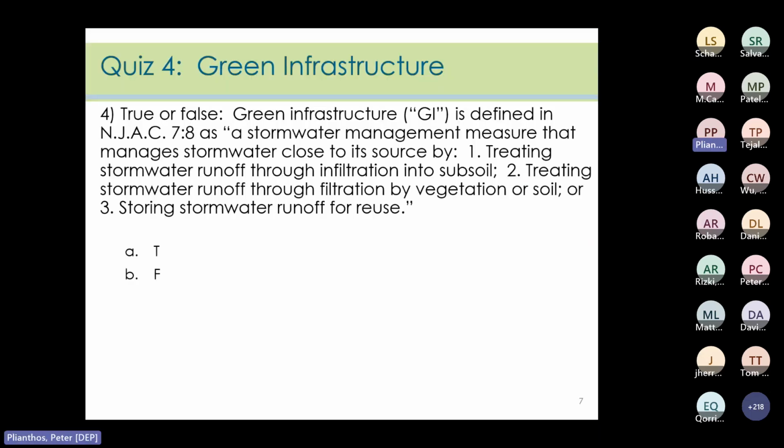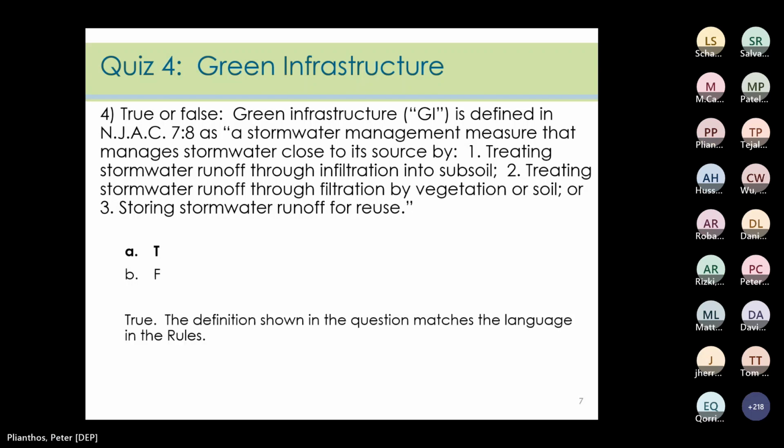All right, so let's start at question number 4, true or false. Green infrastructure, or GI, is defined in N.J.A.C. 7:8 as a stormwater management measure that manages stormwater close to its source by 1. Treating stormwater runoff through infiltration into subsoil, 2. Treating stormwater runoff through filtration by vegetation or soil, or 3. Storing stormwater runoff for reuse. And that is true. The definition quoted here matches up with what is found in the rules.